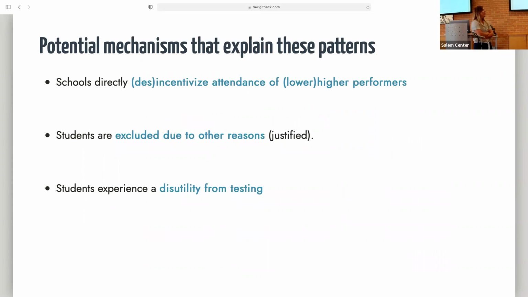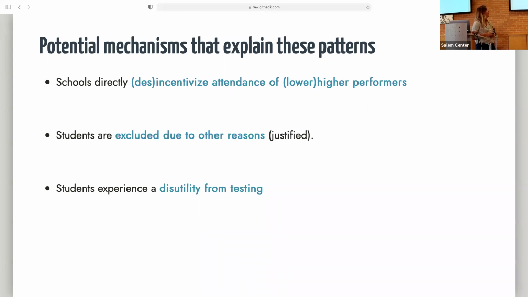So one thing that we wanted to explore beyond this is what are potential mechanisms that could be explaining these patterns. There's a lot of different stories that we can tell that would relate to the same patterns that we're looking at, that are not necessarily related to this kind of gaming strategy that I mentioned. And we are exploring 3 different avenues and trying to tease out whether something is going on in these potential mechanisms. Okay. So the first one is the most obvious one, that schools are directly incentivizing or disincentivizing different parts of this distribution, right? So trying to keep low performers from attending the day of the test, and trying to incentivize those high performers to actually show up, right?